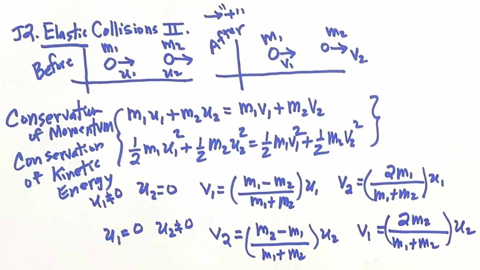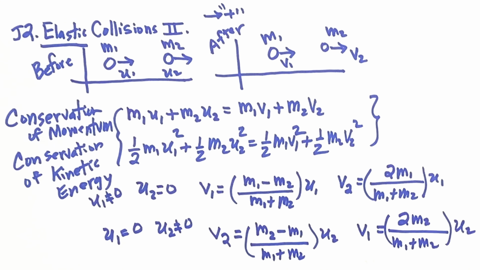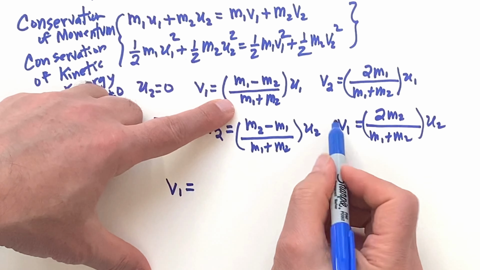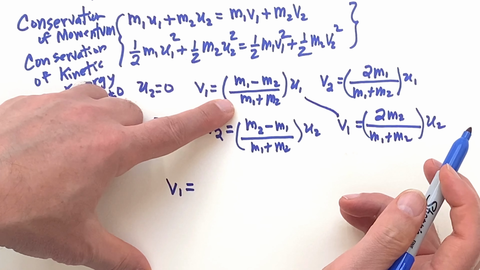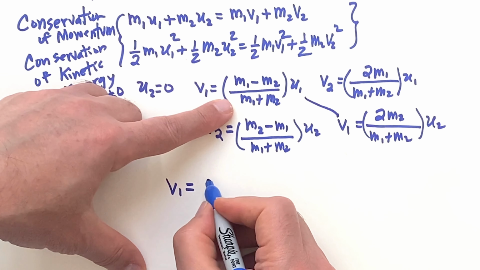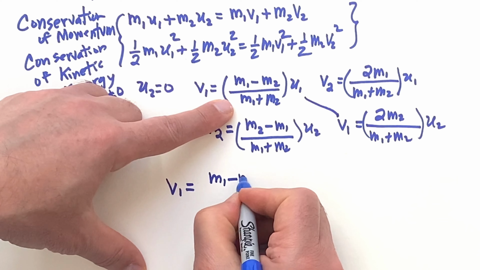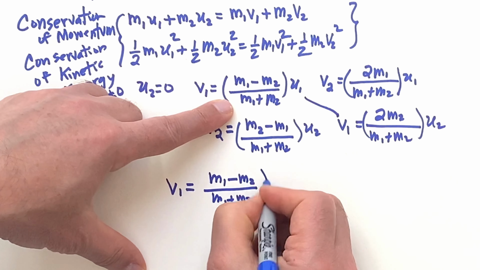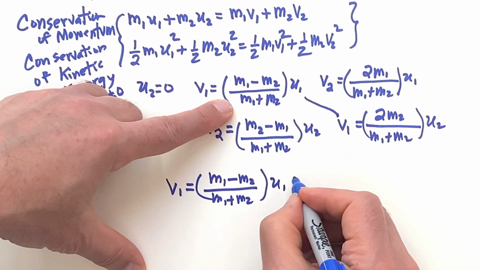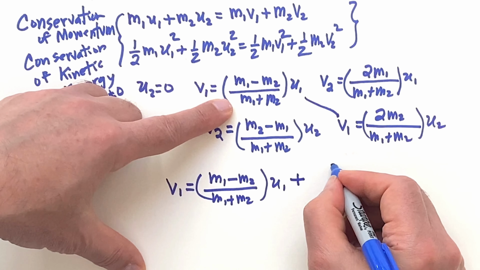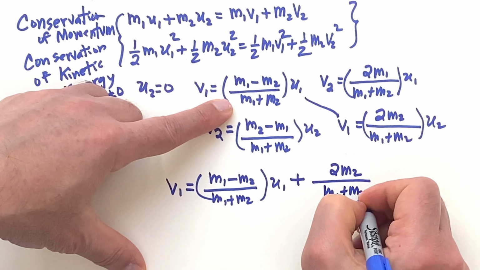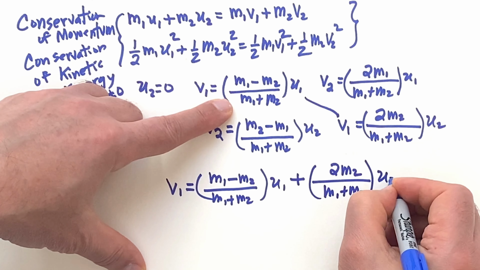Now I'm going to boldly claim that the general case, I'm going to add these. All right, so I'm going to claim that V1 in the general case, these are the ones that have V1. So I'm going to add these. Okay, here we go. We got this over M1 plus M2, U1, and then here plus 2M2 over M1 plus M2 times U2.